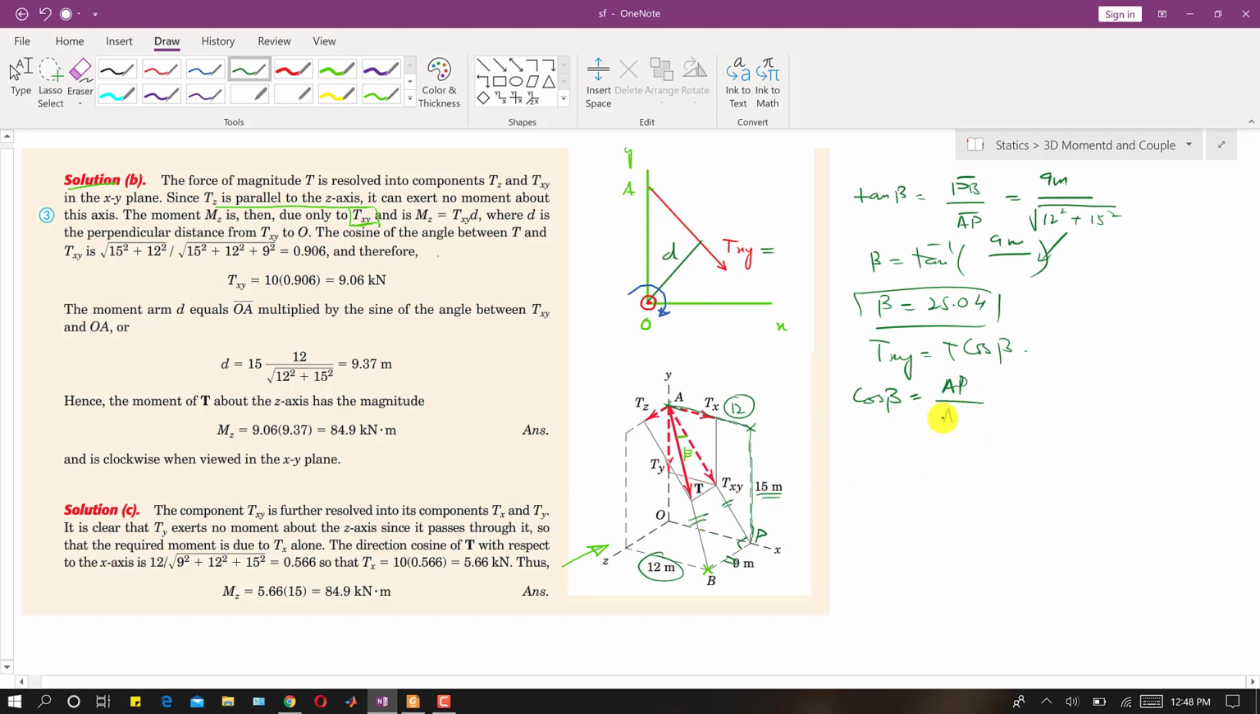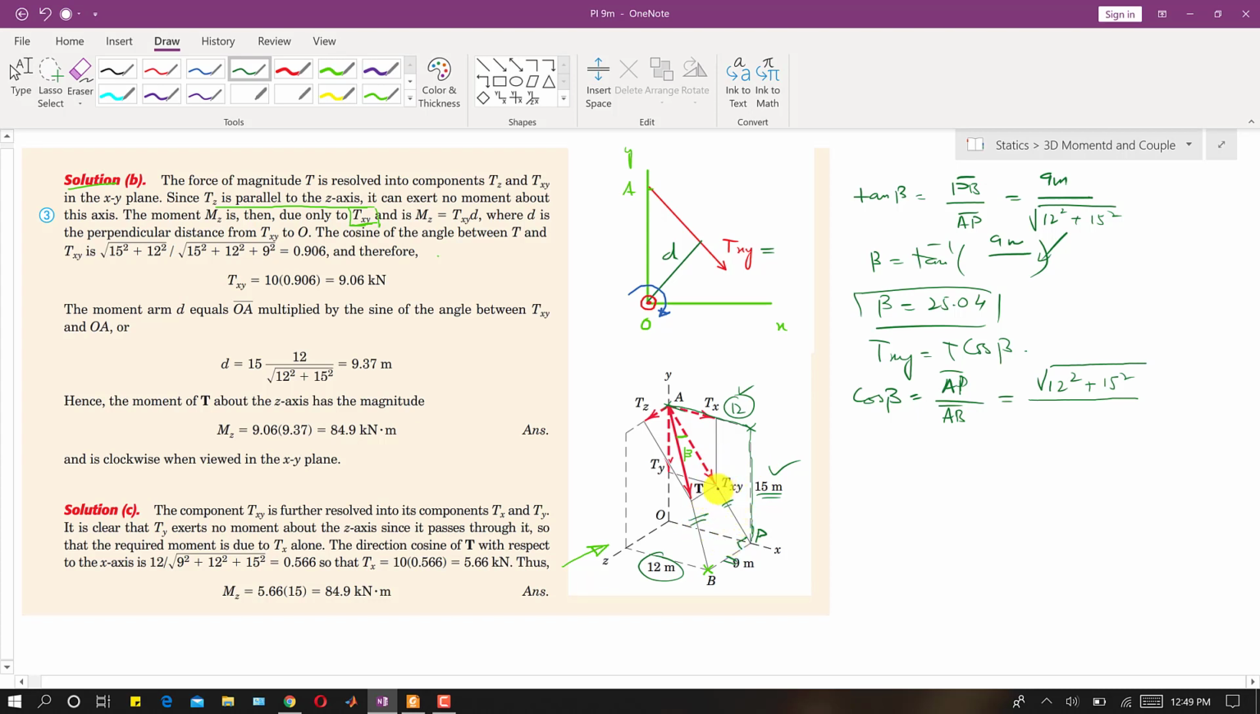So we can write it like this as well. So AP divided by AB. So now what is the length of AP? So AP is again 12 square plus 15 square, so we can write 12 square plus 15 square under the root 2. But what will be the AB square, right? Since it's a 3D vector, we will take the square of all the three components of this T, right? So we can write it like this.